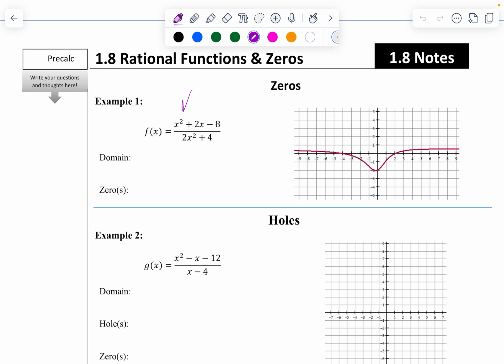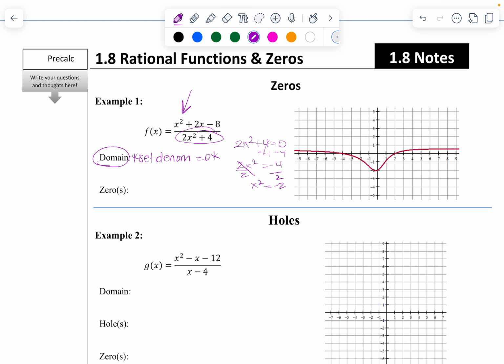So we see here with this function, we know it's rational because we have a function over another function. In order to find the domain, we do the same thing that we've been doing, which is to set the denominator equal to 0 and solve it. So if I take this denominator, 2x squared plus 4, and I solve it, subtract 4 from both sides, I get 2x squared equals negative 4. If I divide both sides by 2, I know x squared cannot be negative 2.